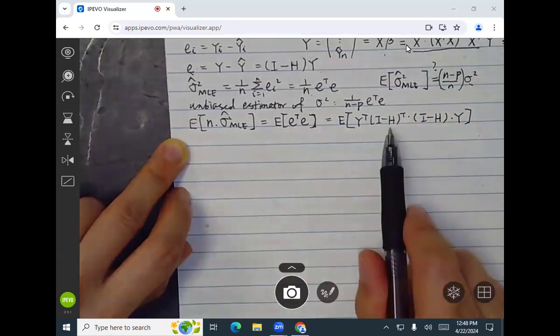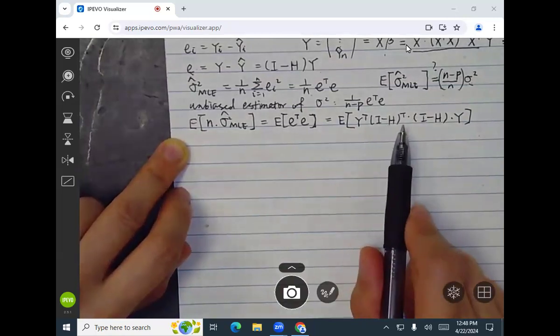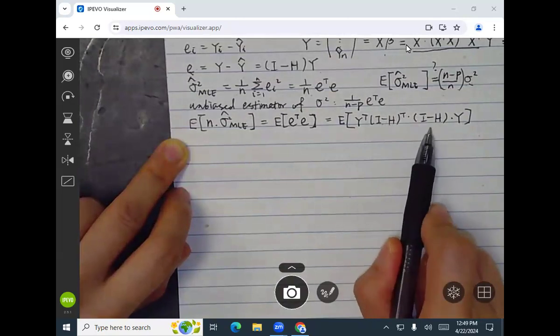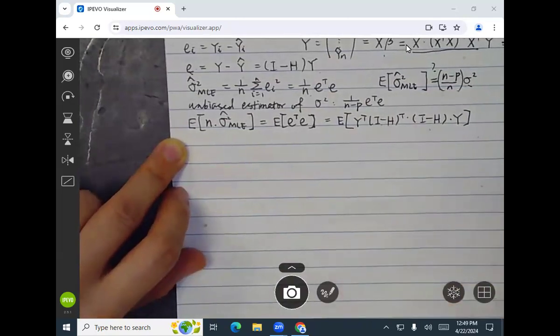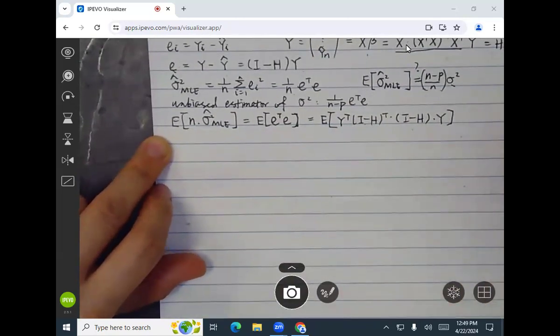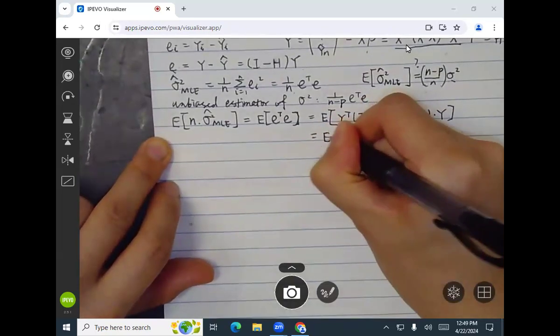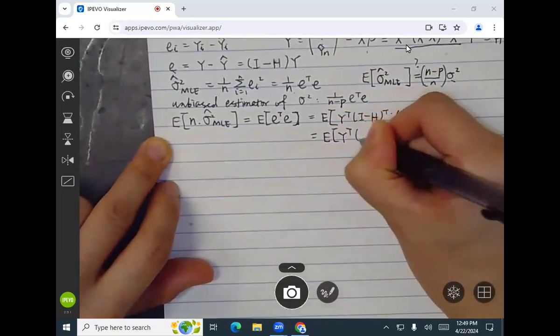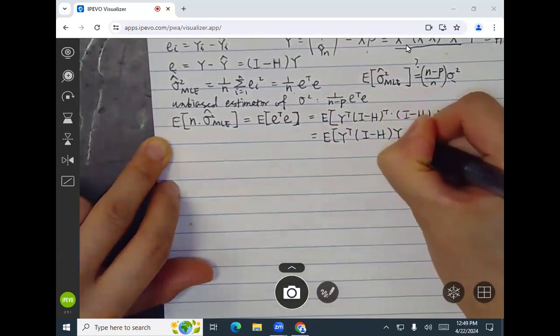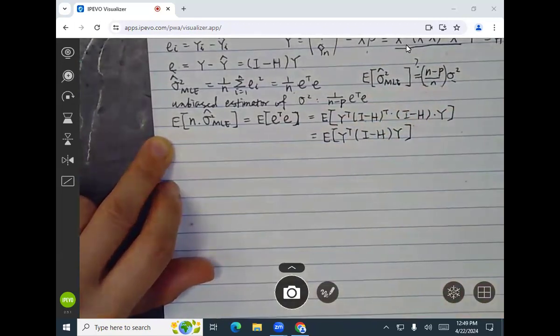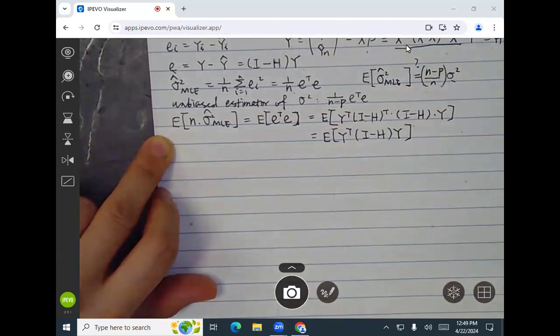And I can show that this is called the idempotency. So I minus H times itself remains I minus H. Therefore, this is just the expectation of Y transpose I minus H Y. I just need to do this calculation.